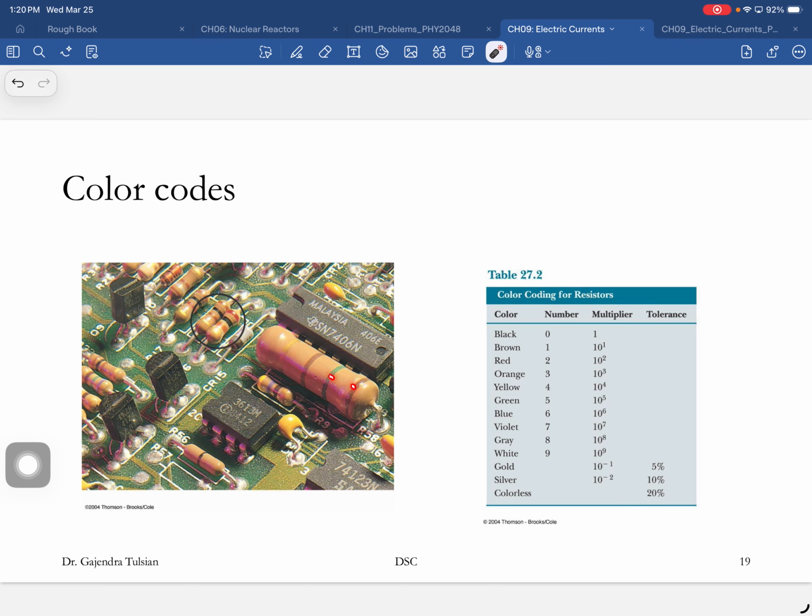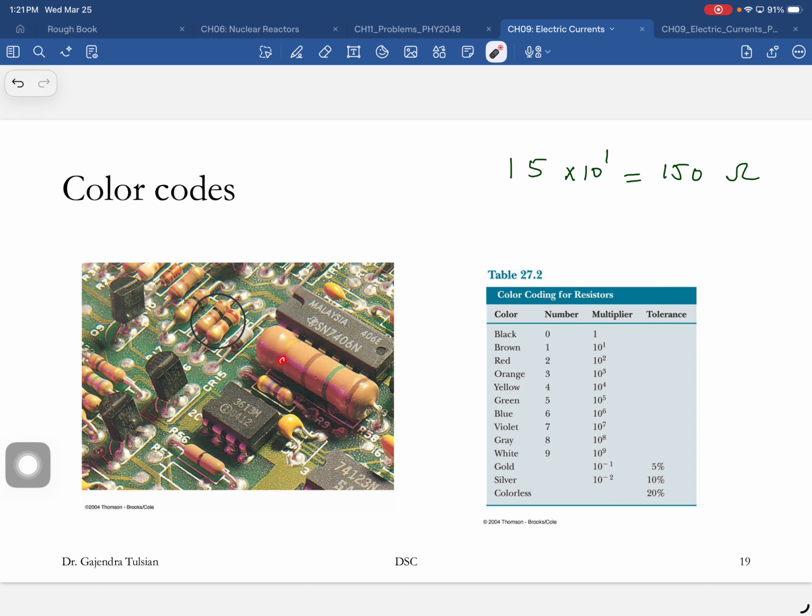The first two bands give you the first two digits. This is brown, which is 1. Green is 5. So 1, 5. And then the third band tells you the power of 10 that you multiply with it. Brown is 1, so times 10 to the power 1. So this resistor is 150 ohms. The last band tells you the accuracy of this value.